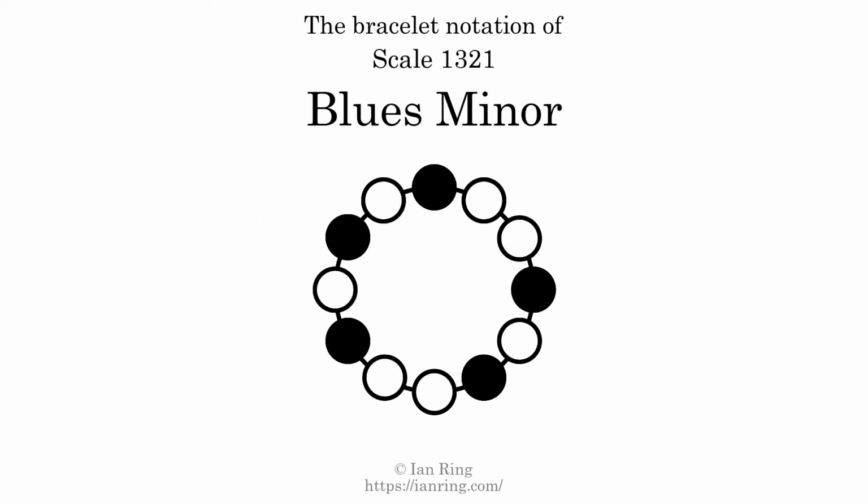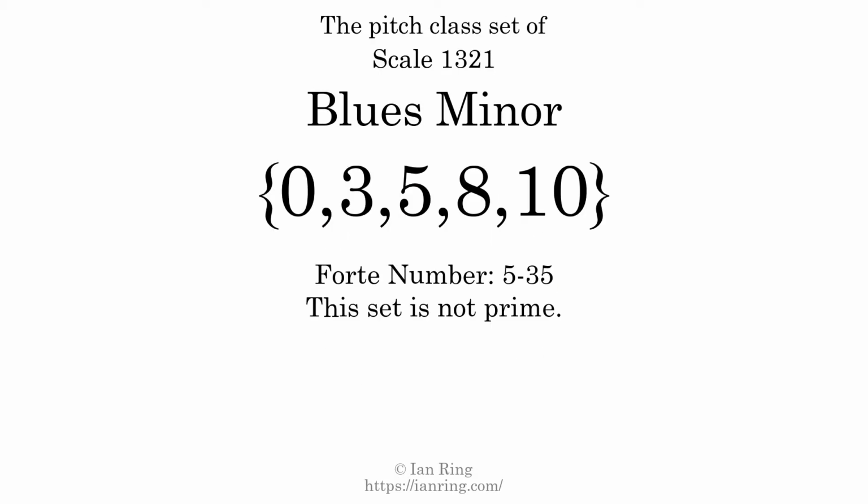This is a bracelet notation diagram of scale 1321. The shaded circles represent tones that appear in the scale, and they are read clockwise, starting at the top. The pitch class set for this scale is 0, 3, 5, 8, 10. The forte class is 5-35. This set is not prime.